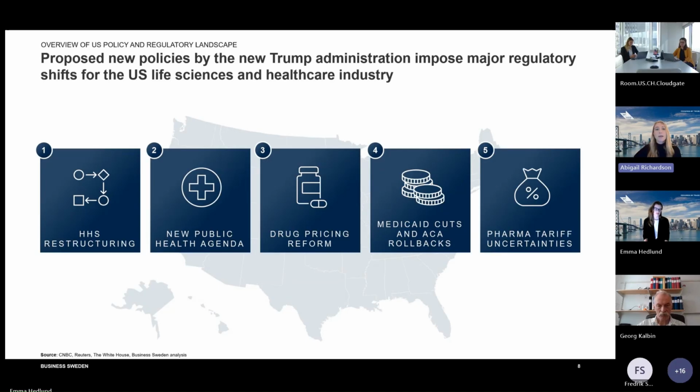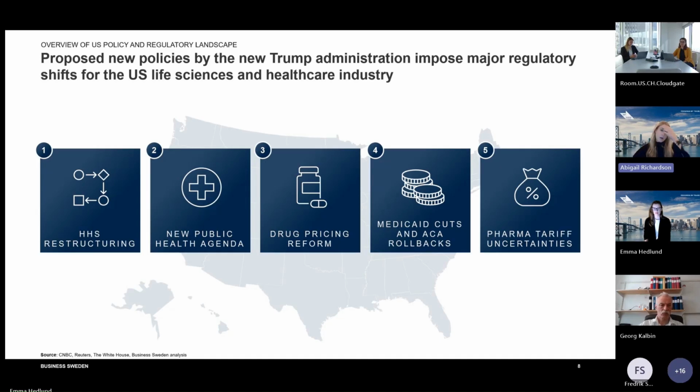We're also seeing Medicaid cuts and Affordable Care Act rollbacks. A lot of this has been done through that big, beautiful bill that was passed in July of 2025 by the Trump administration. So we are seeing some Medicare cuts that include stricter eligibility, working requirements to be able to tap into Medicare, and of course, funding changes as well.